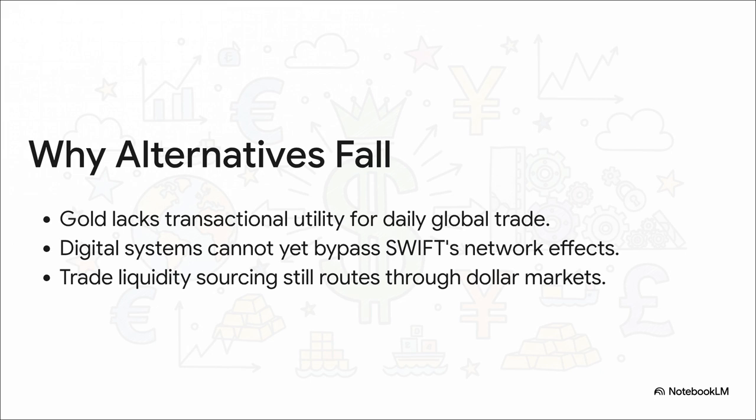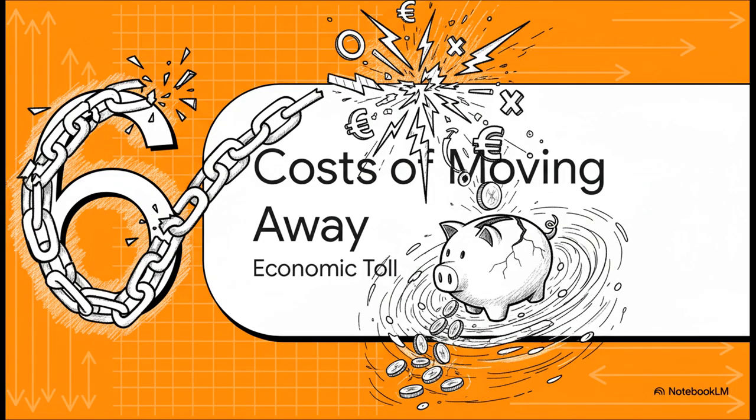What about China's CIPS and digital e-CNY? Really fascinating innovation for sure, but they can't even come close to bypassing the massive entrenched network effects of SWIFT, which connects over 11,000 institutions across 200 countries. And even when BRICS nations start invoicing trade in their local currencies, the actual liquidity sourcing and hedging usually just routes right back through deep, reliable dollar markets anyway. Finally, wrapping up with Section 6, the costs of moving away.